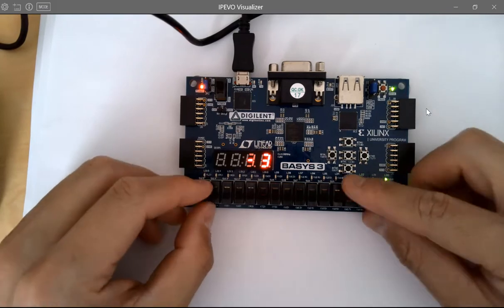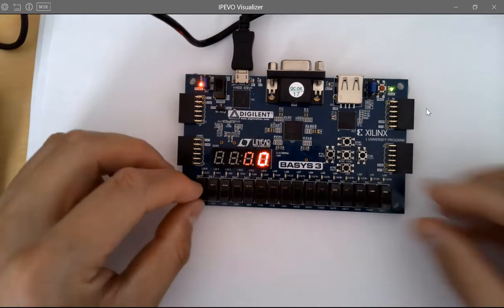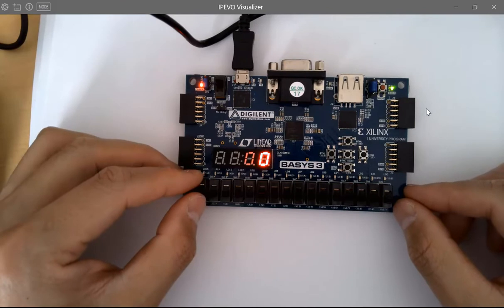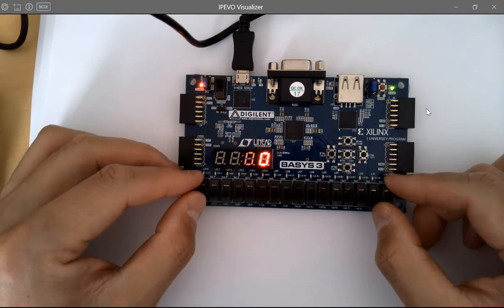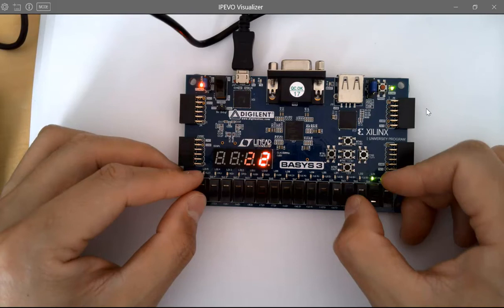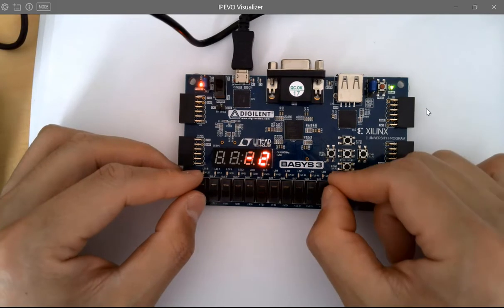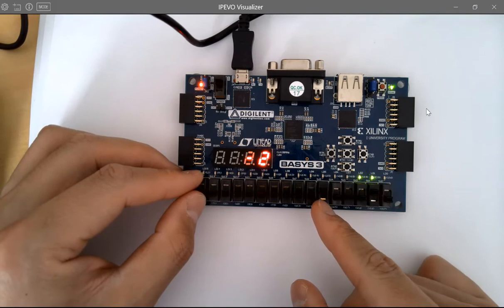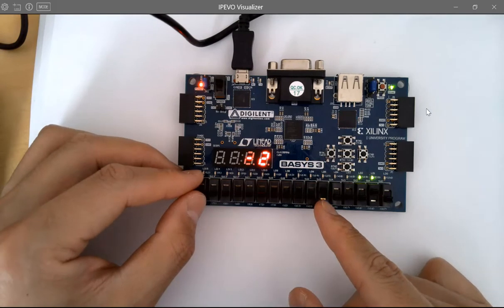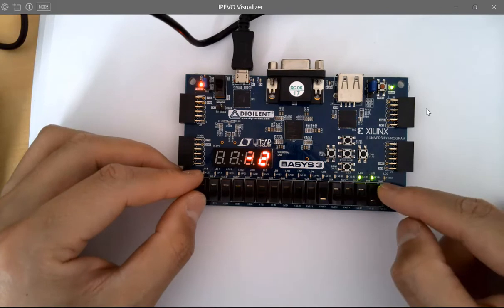Okay. Let me see. If I want 2 plus 2, no, 2 plus 1 is 3, 2 plus 2 is 4, 2 plus minus 4 is minus 2, right? So it's getting the correct result here.